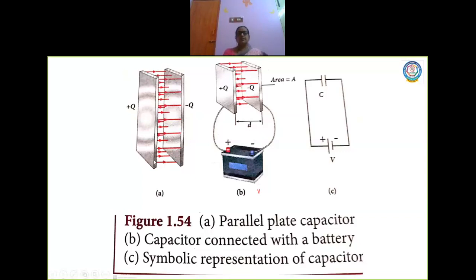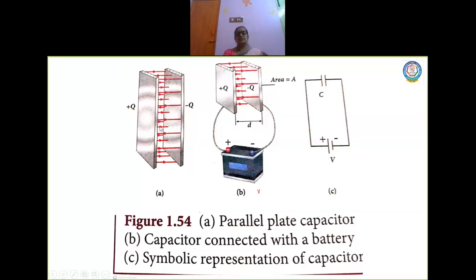So first, this is simply how a capacitor is formed. A capacitor is formed when two plates are kept parallel and separated by a distance. One plate is positively charged and the other plate is negatively charged when it is connected to an external source, and there exists an electric field between them because one plate is completely positively charged and the other is negatively charged.